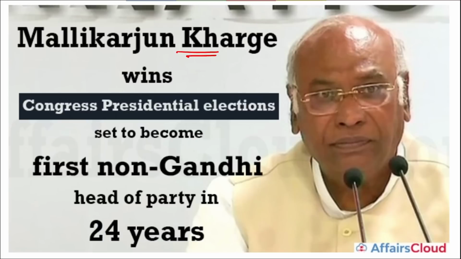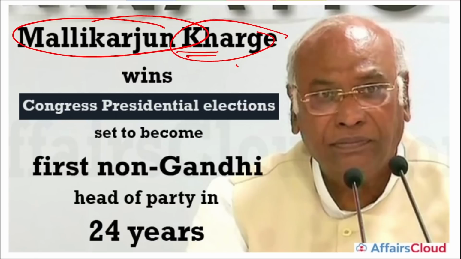All right. Next, Mallikarjun Kharge, as you can see him in the picture, has now become the president of Indian National Congress. I repeat, Mallikarjun Kharge, who is 80 years of age, has won the Congress presidential election, and he has defeated Shashi Tharoor by 1072 votes and became the first non-Gandhi president of the Indian National Congress in 24 years.